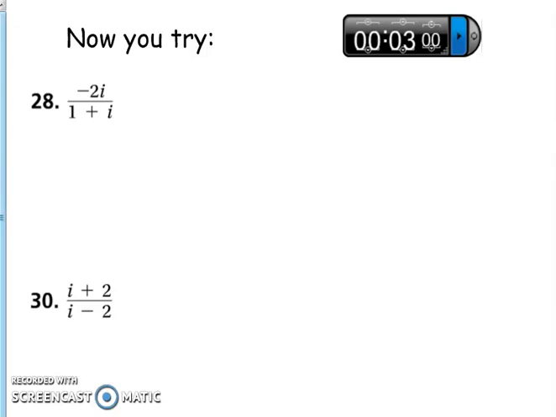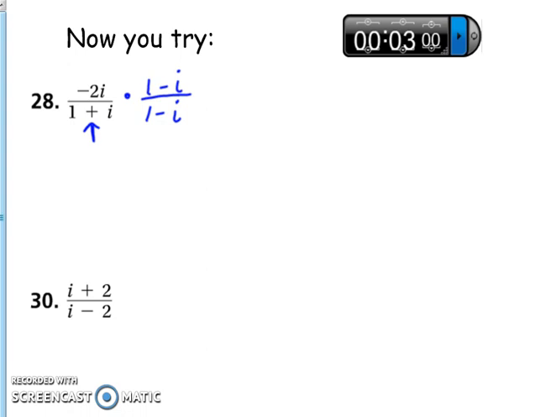Okay, so now we're going to look at a couple more examples. So again, number 28 here, you have a binomial on the bottom. So we have to multiply by that complex conjugate. So we're going to multiply by 1 minus i over 1 minus i. So again, all you're doing is changing the sign that is part of your binomial. Okay, everything else is the same, you're just changing the sign.